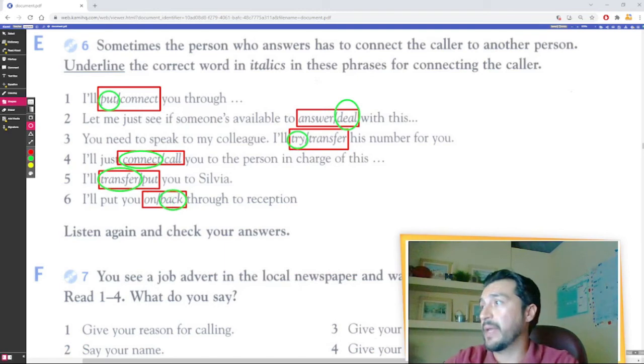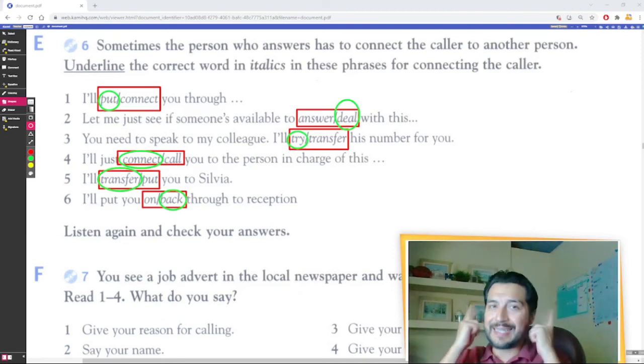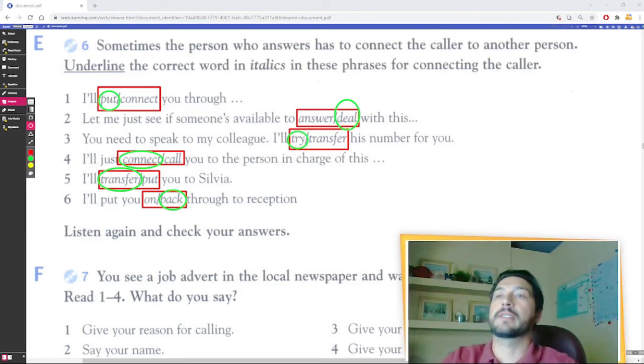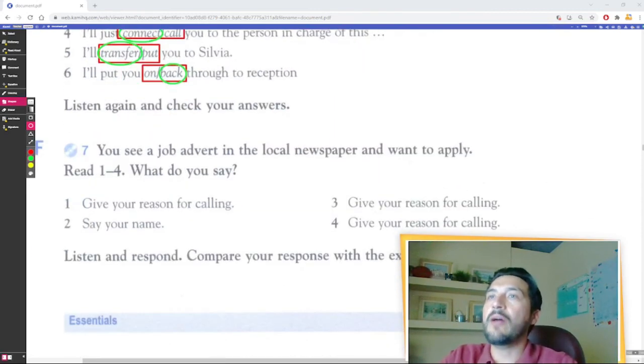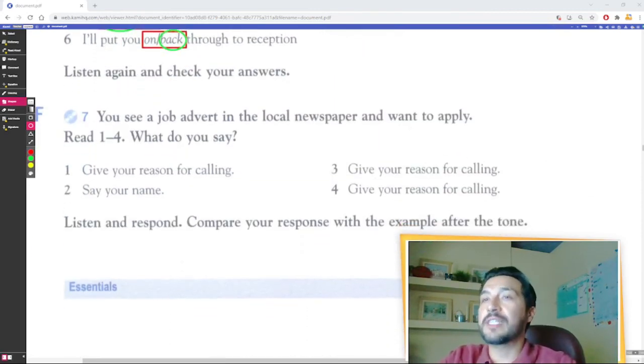All right, so we have our answers. Number 1, put. Number 2, deal. Number 3, try. Number 4, connect. Number 5, transfer. And number 6, back. Check your answers. Listen to the track again. You can find it in your resources. Now, for exercise F.